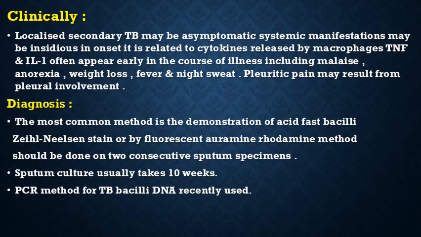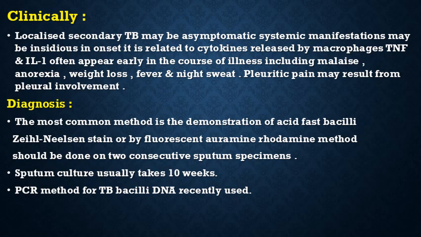Clinically, the patient with localized secondary tuberculosis may be asymptomatic. However, the systemic manifestations may be insidious in onset, related to the cytokines released by the macrophages, tumor necrosis factor and interleukin-1. So the patient may have fever, weight loss, malaise, loss of appetite, night sweats, high ESR, lymphocytosis, sometimes lymphopenia in the CBC.